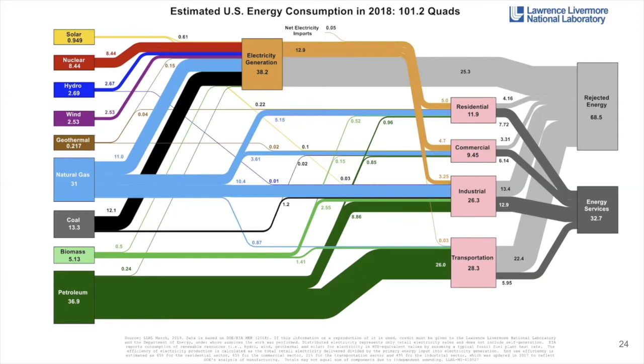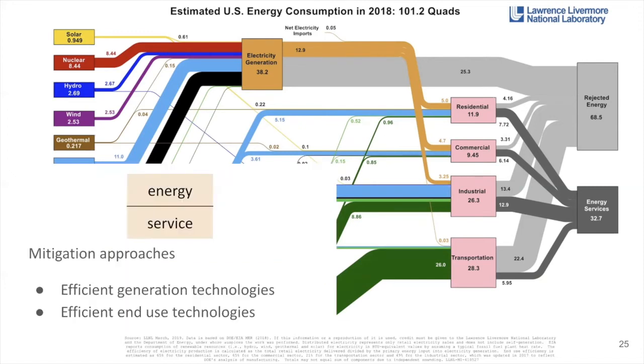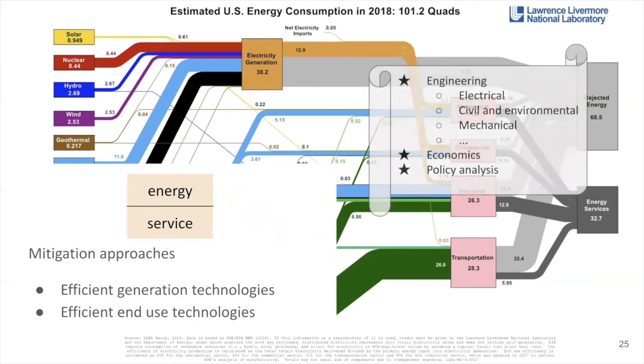So about 2/3 is actually rejected energy, and we can decrease this share by increasing the efficiency. So the mitigation approaches here are having more efficient generation technologies in the electricity sector and more efficient end-use technologies. And fields and areas that are concerned with this are, of course, the engineering disciplines, electrical, civil, environmental and mechanical engineering, but also economics and public policy and policy analysis for creating more incentives.